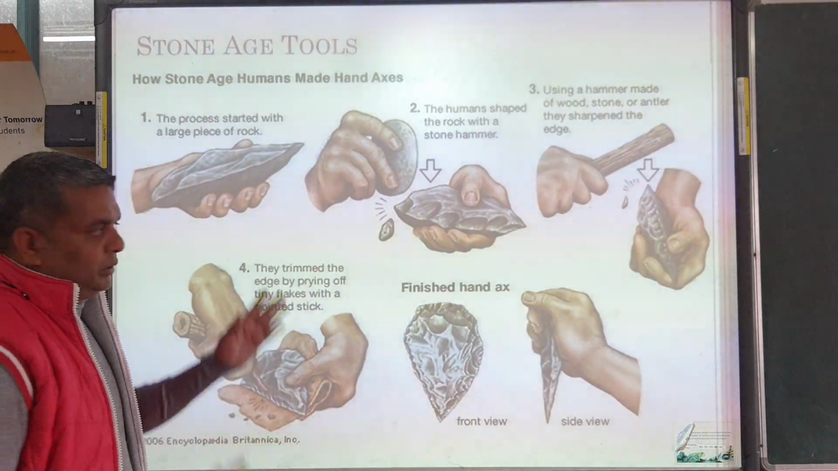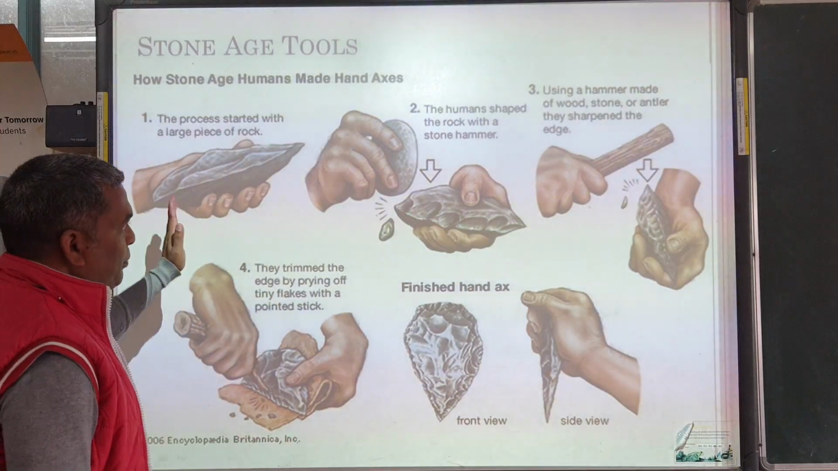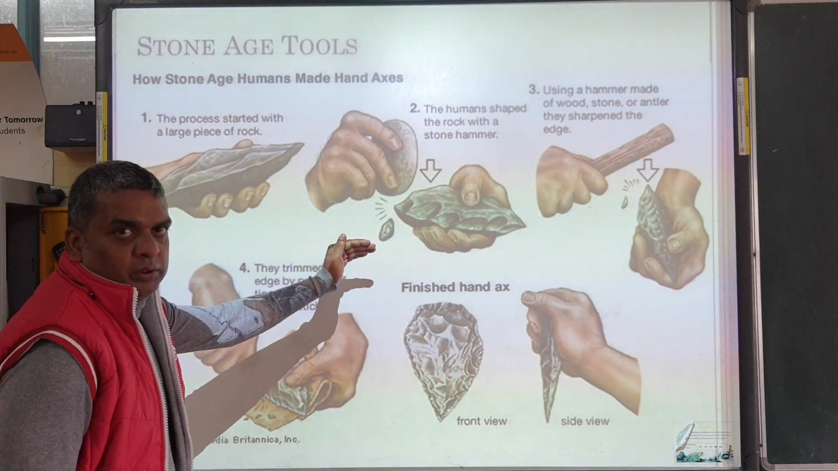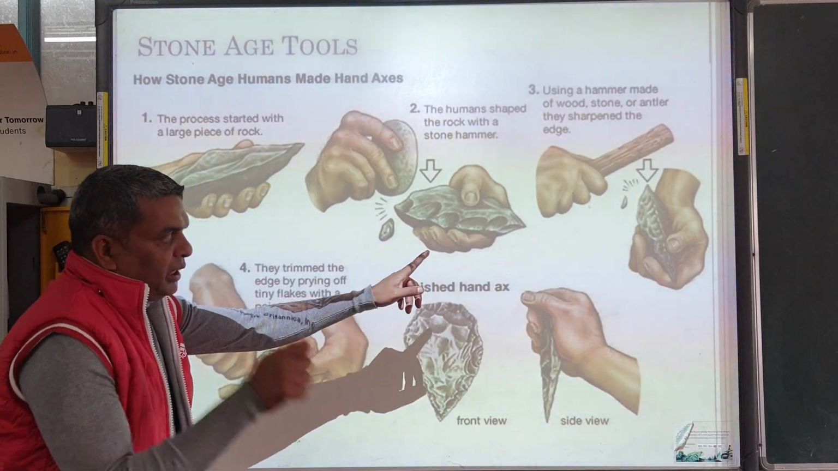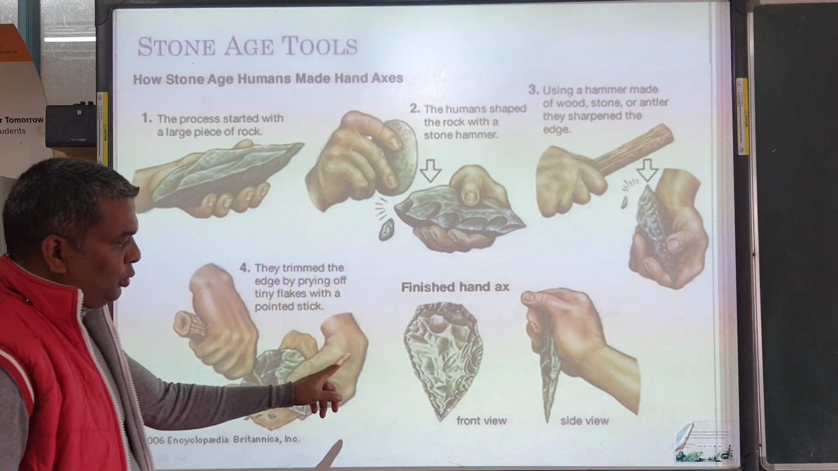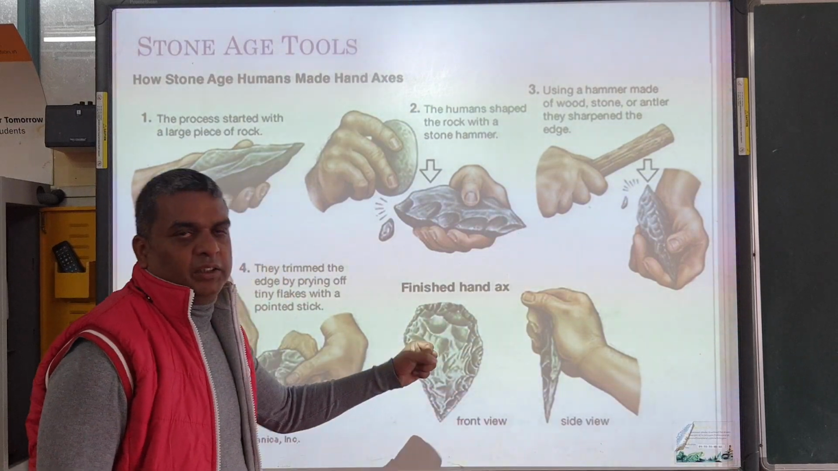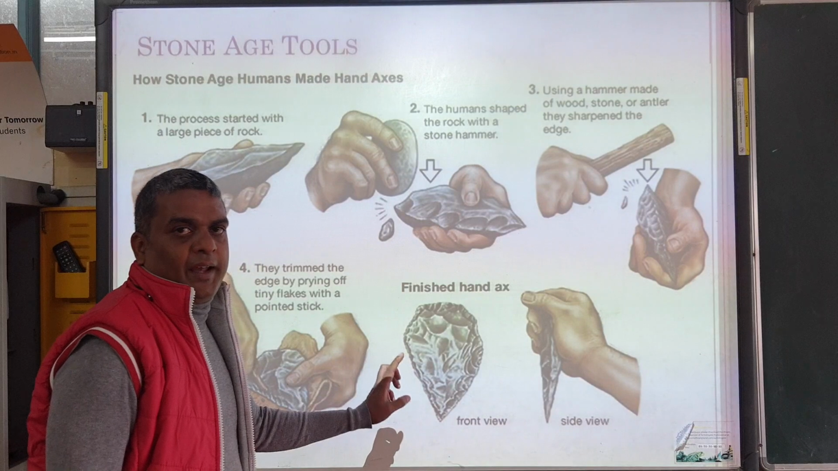How were the tools made? This is an image that can show step by step. They took a stone, hit it, chipped it, and then they again grazed it, and then slowly they got a sharp edge. And when they held it in the hand, it was called a hand axe.